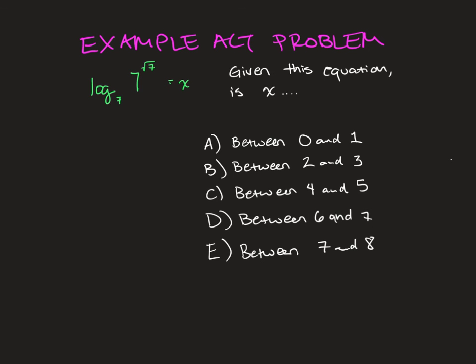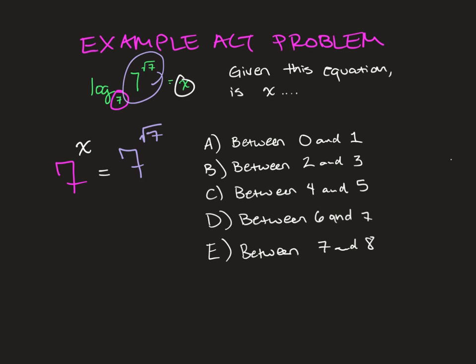So here's an example of a question where we might use this. This is an ACT problem. It says log base 7 of 7 to the square root of 7 is equal to x. Then it says, given this equation is x, and it wants you to find what it is between. The first thing I do when I see a log equation, I'm like, dude, I don't know what that is, so I would rewrite it. I'd say, okay, my base is 7, my exponent is x, and that is going to be equal to the argument, which is 7 to the square root of 7.